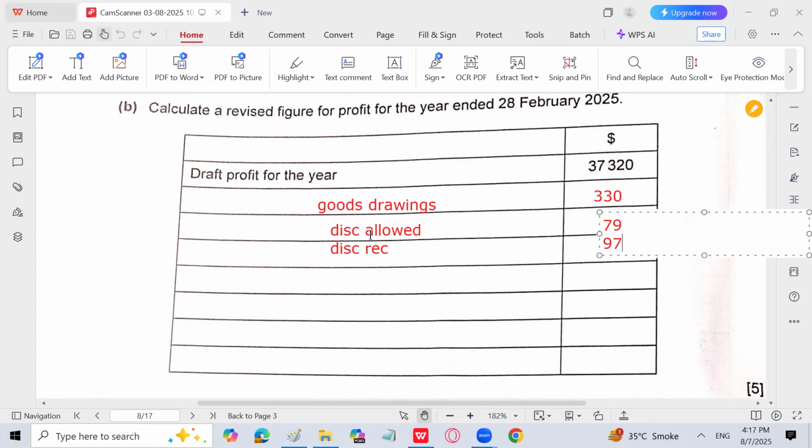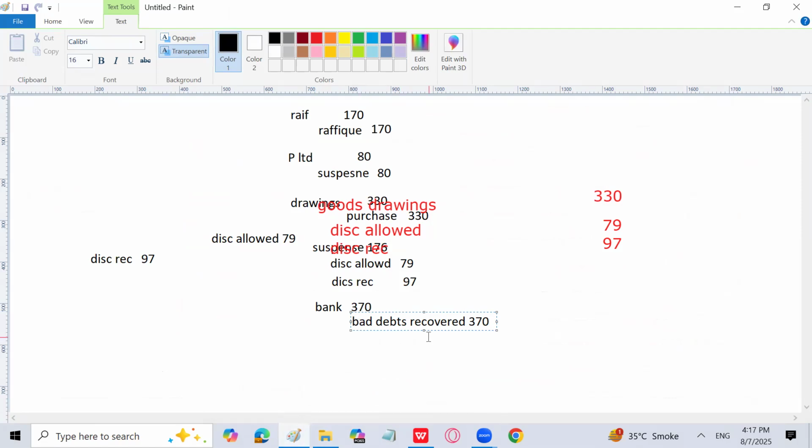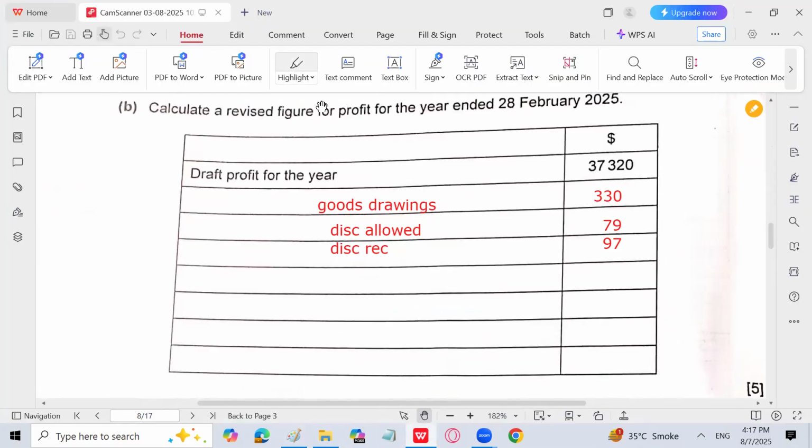That is going to be the bad debts recovered now. Because bad debts recovered is an income and we have given it a credit. So credit means that if any account which comes in the income statement is going to be credit, it will increase profit. So profit will increase by 370. So let me write here. Bad debts recovered. We'll write here 370. Okay. Now I will add them up.